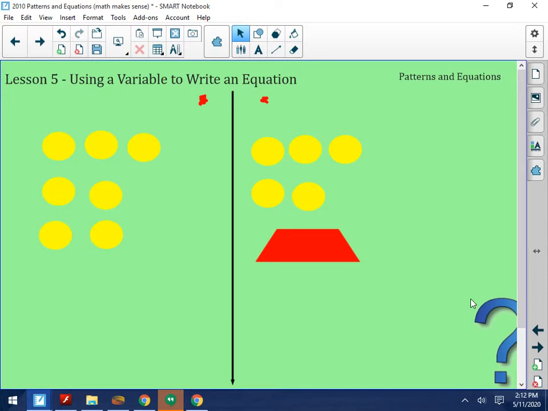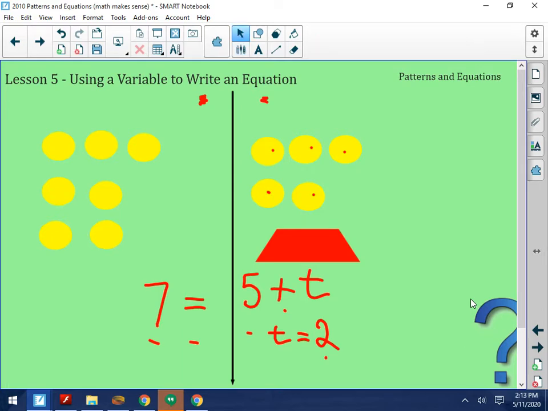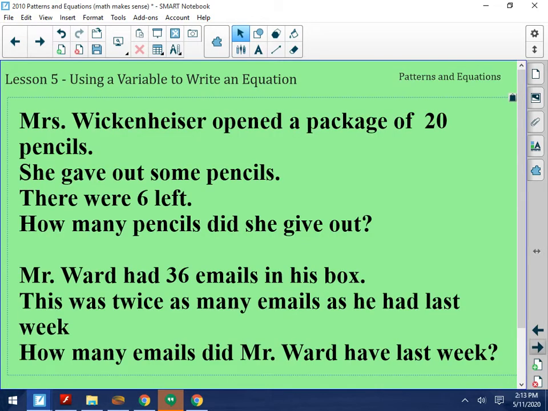Okay, but how could we make an equation for that? We could say 7, which is how many circles we have here, equals 1, 2, 3, 4, 5 plus the number under the trapezoid. We'll call that T, the number under the trapezoid. So for that sentence to be true, T would have to equal 2. So that 7 is 5 plus 2. That would work.